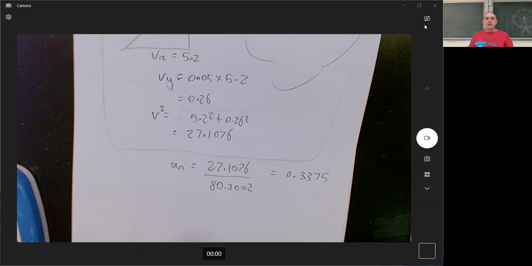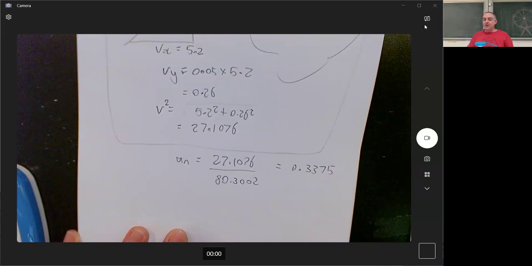Okay, so that is the acceleration in the normal direction. And I actually am going to need to know the acceleration in the tangential direction to figure out the acceleration in the y direction. So I need to know what v dot is.